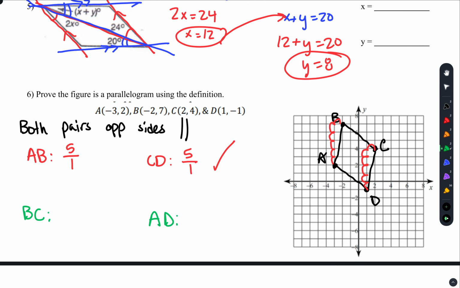Same thing for BC and for AD. Rise over run, and rise over run. Are those two sides parallel? So because we have both pairs of opposite sides parallel, we can say yes, and then maybe a justification.